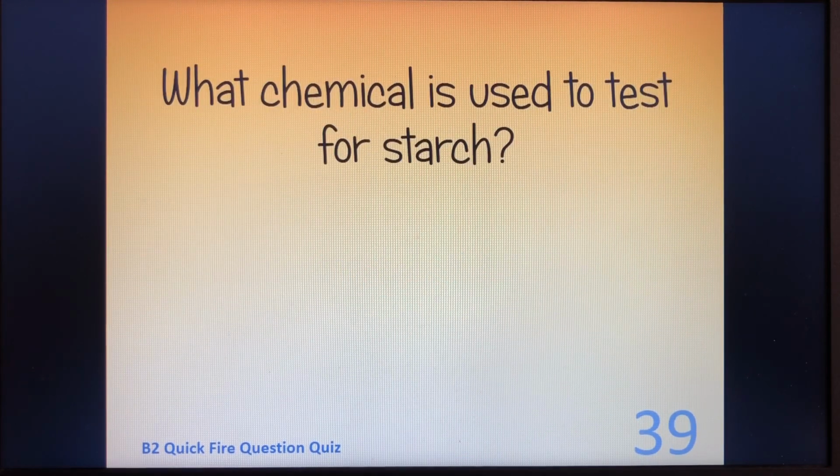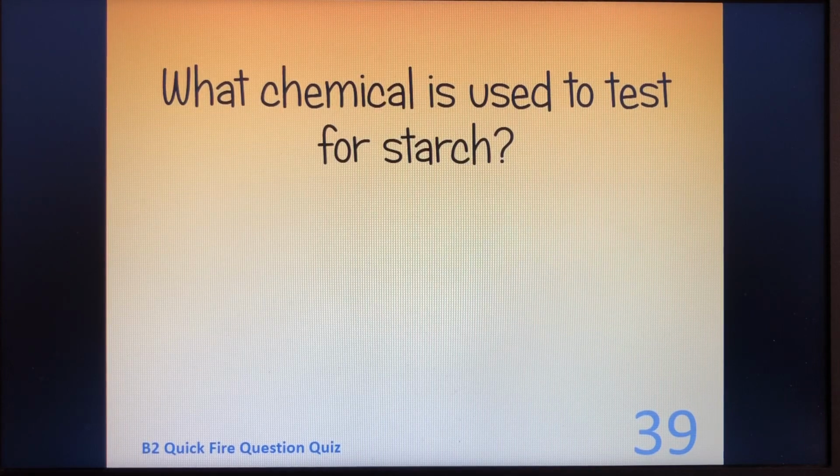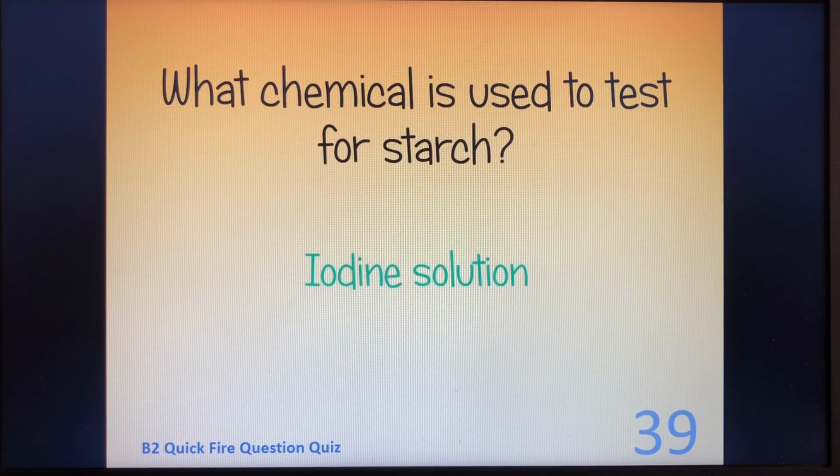Okay, question 39. What chemical is used to test for starch? So we find starch in things like potatoes. And how would we test? What chemical would we put on that to see if there was starch in those potatoes? We've had Benedict's for sugar. We've had Biuret for protein. So the answer is iodine solution.